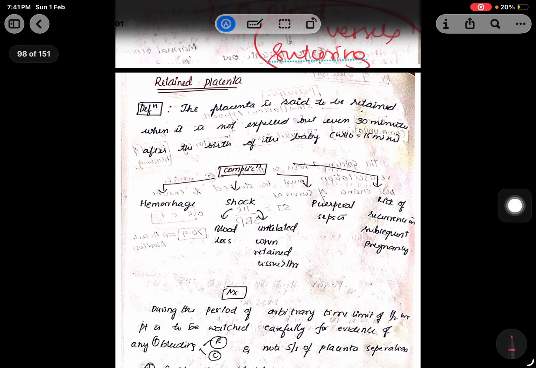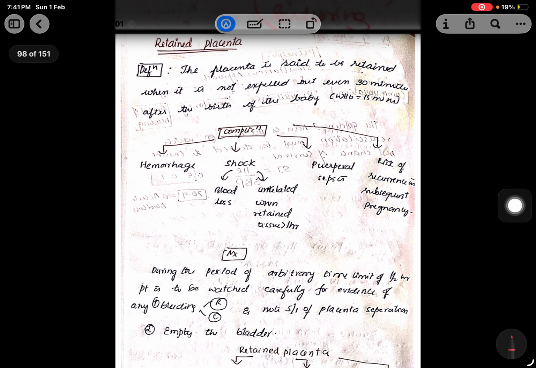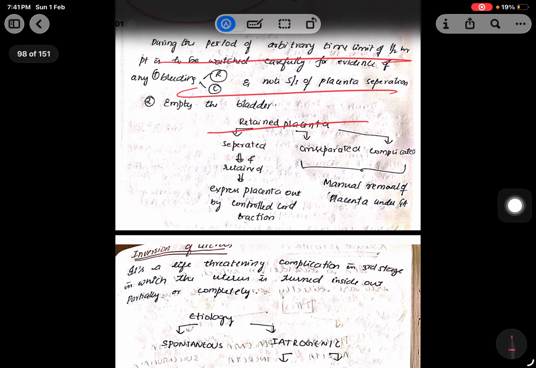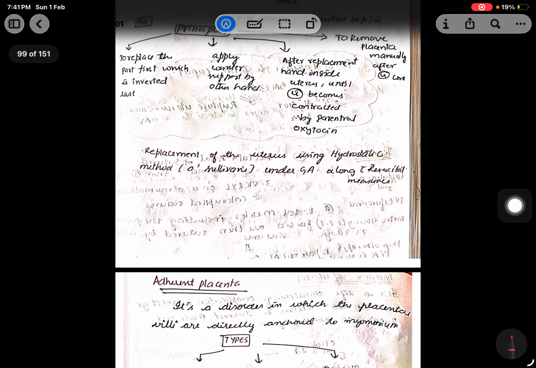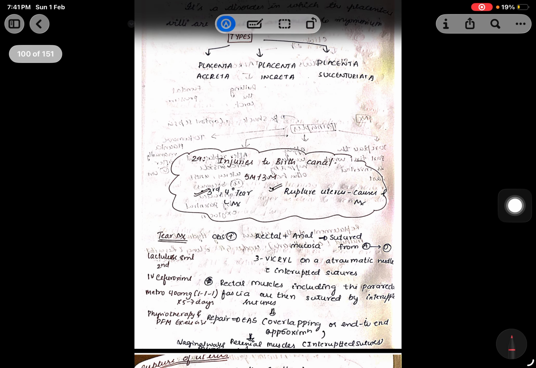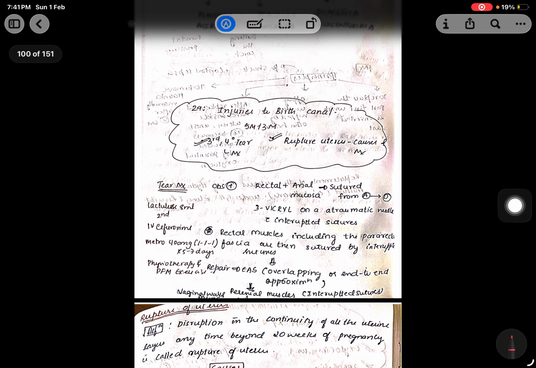Again, what do you do if it's a retained placenta? You have to check for the placenta accreta, increta, and percreta spectrum, and then check whether the patient is in shock or hemorrhage. Then you need to plan accordingly. I'm not discussing any part of it because I'm sure you know it. The other end, placenta, I just mentioned in the same. Injuries to the birth canal, these perineal tears are very important.